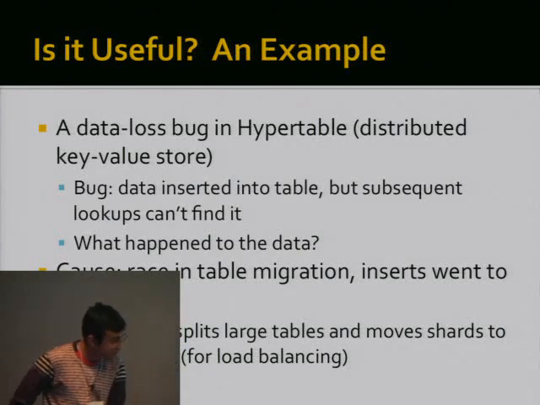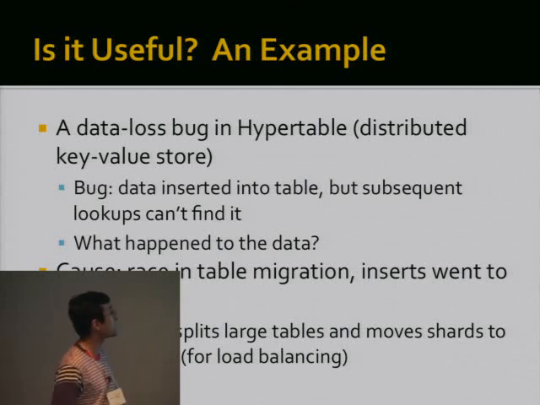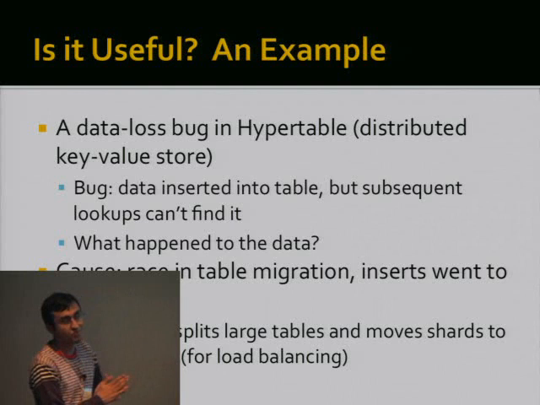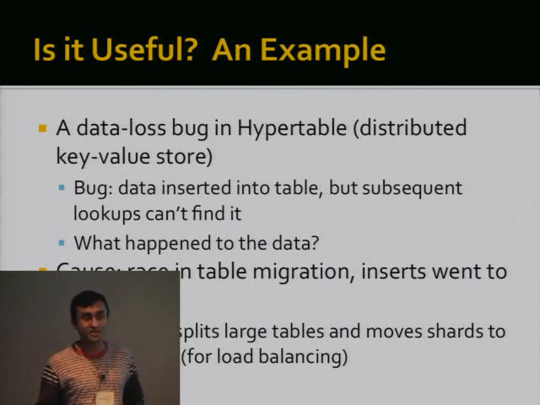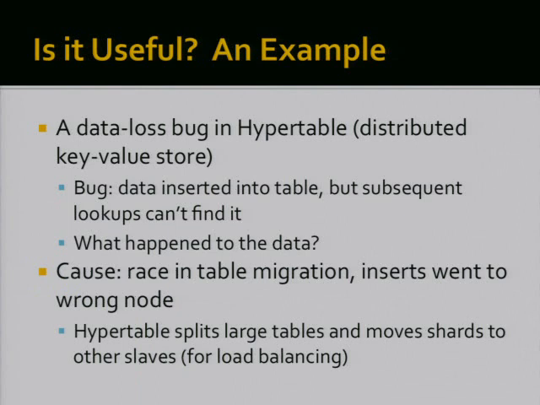Let's consider a bug from HyperTable. In this particular bug, the user inserts data into a table, but then when he does a subsequent lookup, he can't find that data anymore. It's lost for some reason. And then at that point, the developer wants to know, why is it lost? Now, I'll tell you up front that the cause is a race in the way HyperTable does table migration. When a table gets very large, it splits the table and then moves it over. But then if there are writes that are pending, a race causes some of those updates to go to the wrong shard of the split. As a result, subsequent lookups go to the wrong shard, and it just becomes inconsistent. And you don't get the data that you expect.